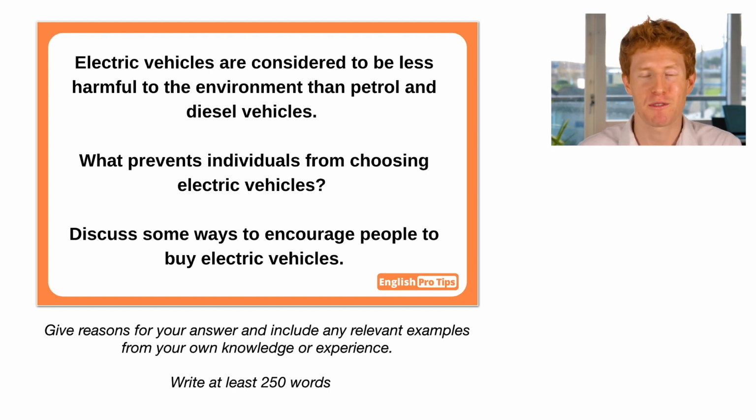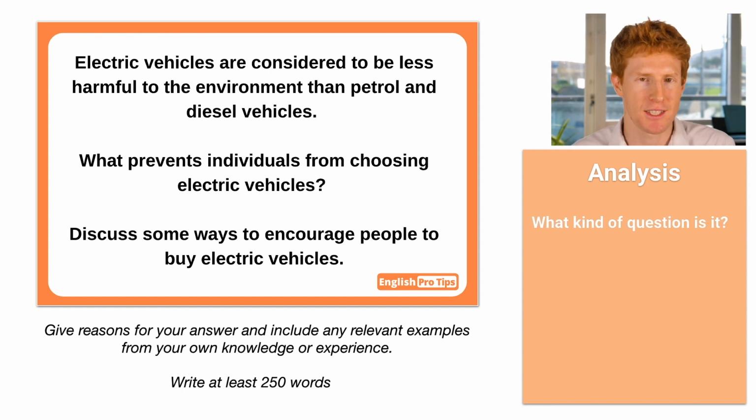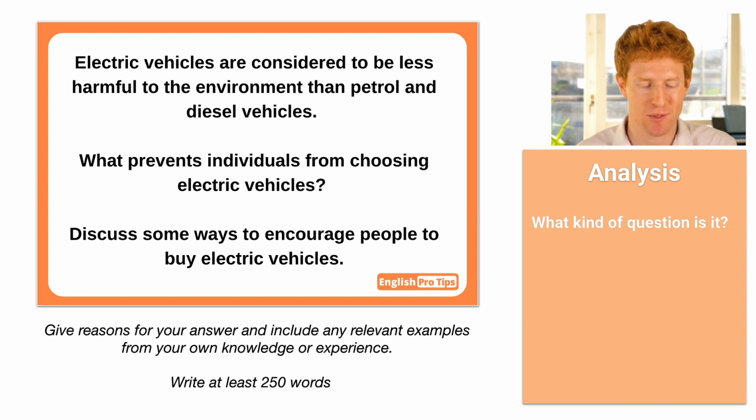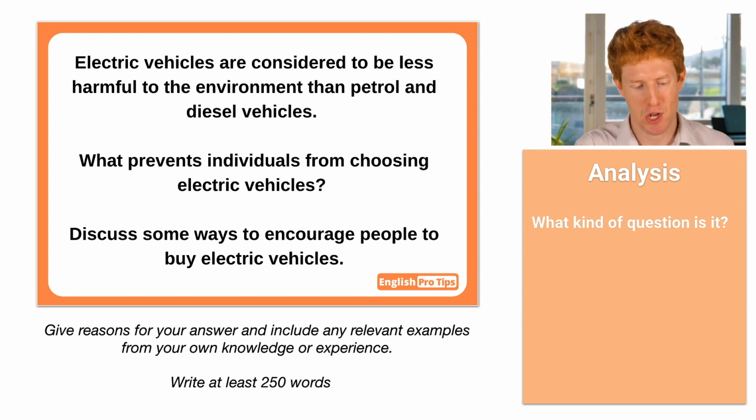Okay, like task 1, the first thing we're going to do is analyze the question. And the first thing that I'd like you to consider is, what kind of question is it? So remember, there are different IELTS questions that appear. So for example, it could be an agree, disagree essay, advantage, disadvantage questions, a discussion question, a direct question, or in this case, it's a double question. So it's a problem solution question. We have to identify the problems that stop people from choosing electric vehicles and then identify some solutions to encourage them to buy electric vehicles.